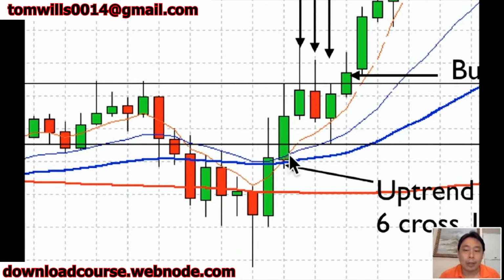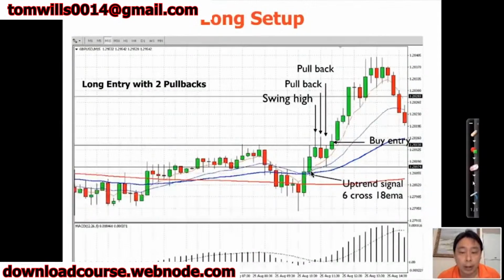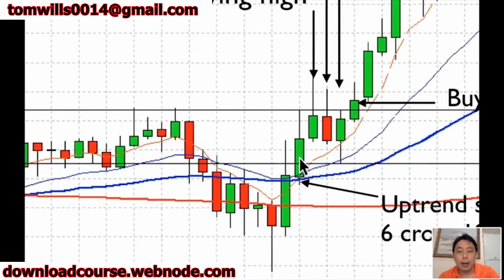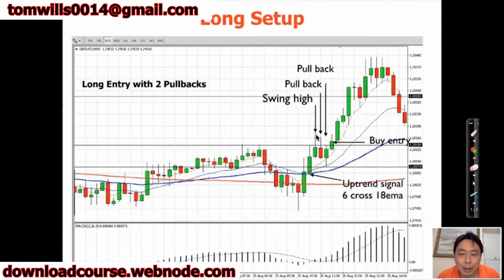So remember, right at the cross or right after the cross, we must have the swing high candle. So in this case, where's the swing high? Is this the swing high or is this the swing high? Well, the answer is this is a swing high. Why is this a swing high? Because it makes a higher high than this high. So it has to be the swing high, right? Obviously, right? So that's the swing high.